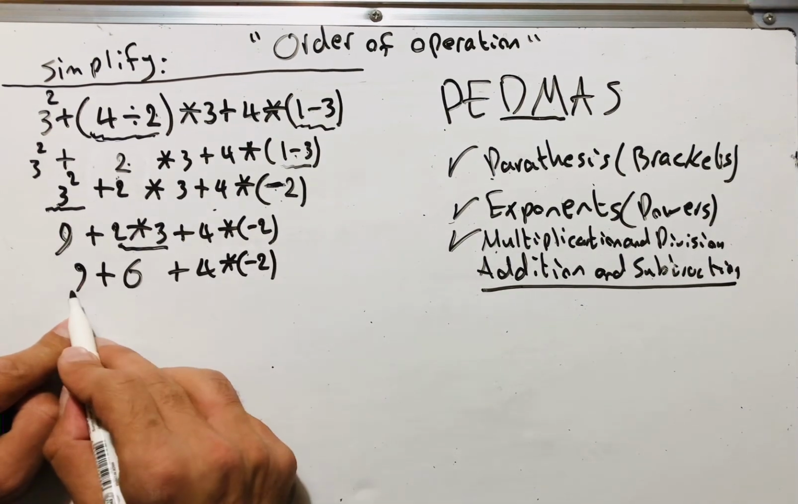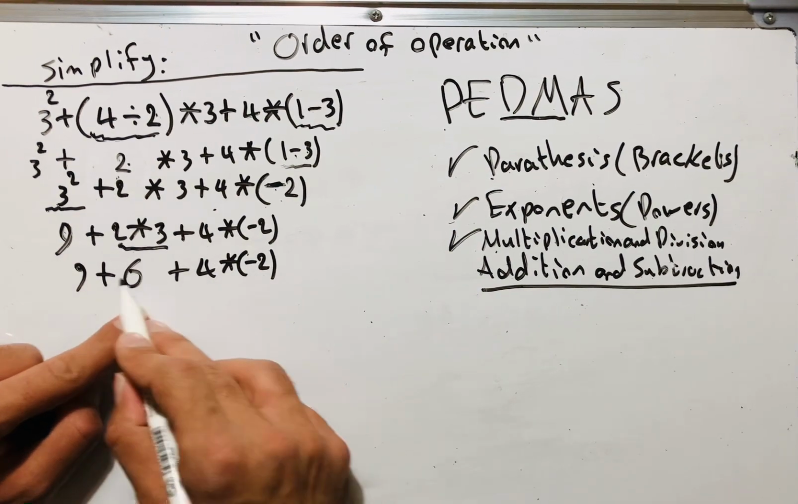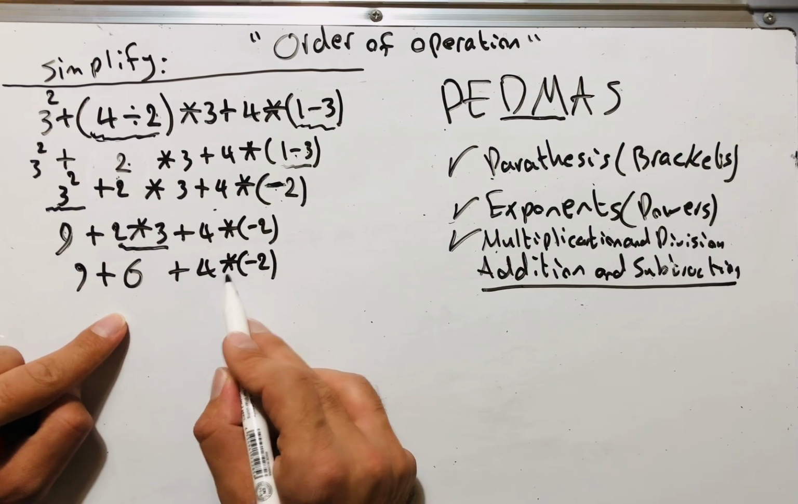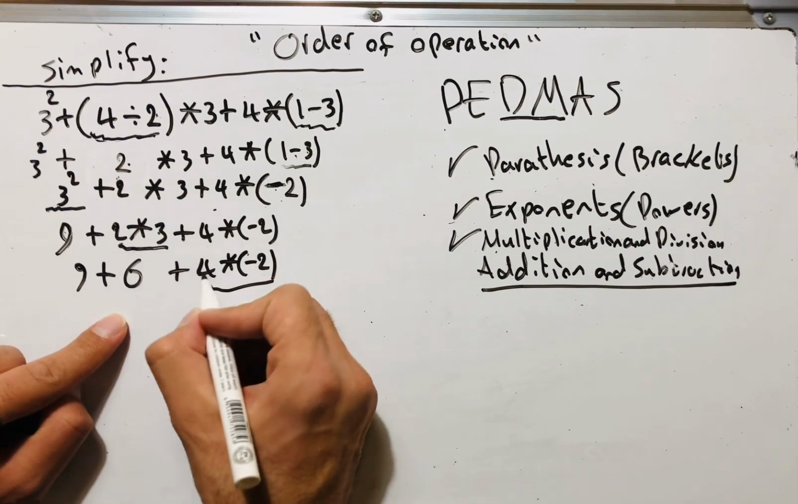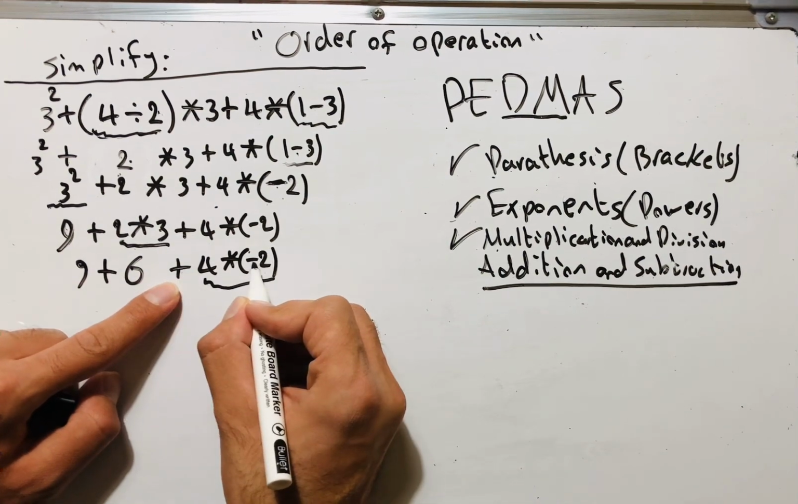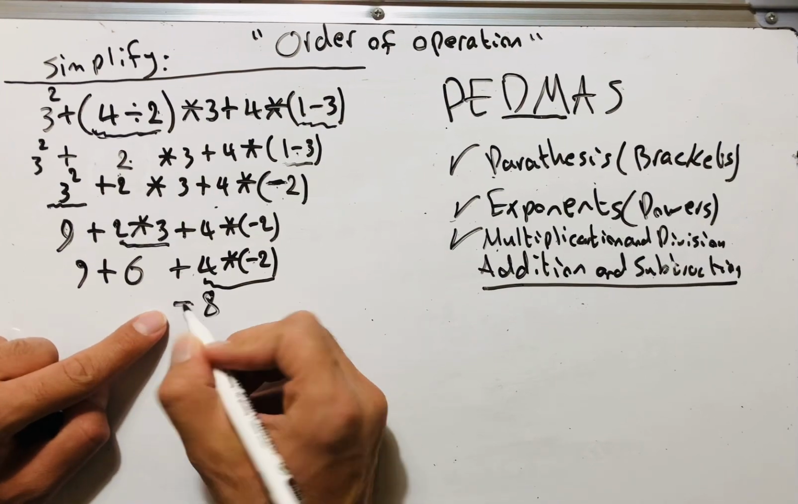All right, so let's scan again. Do we see multiplication? Not yet. Do we see division? Not yet. Okay, so now we see multiplication again, so we're going to do this also. 4 times 2 is 8, yeah? A plus sign and a negative sign in multiplication gives a negative sign. So this is minus 8.